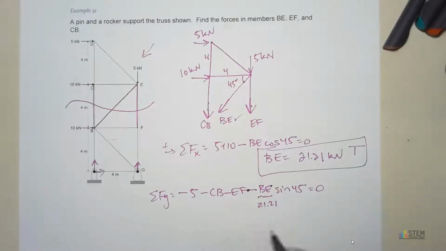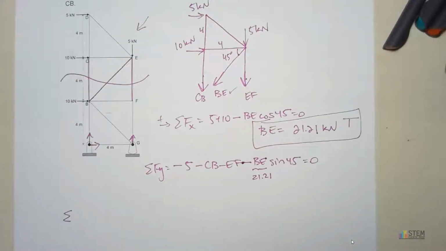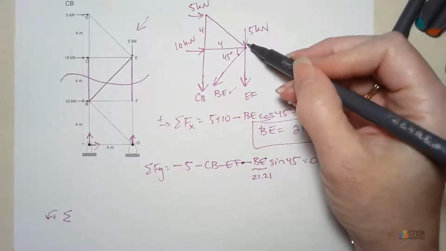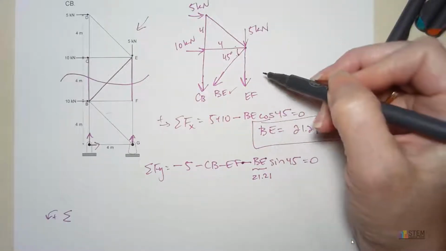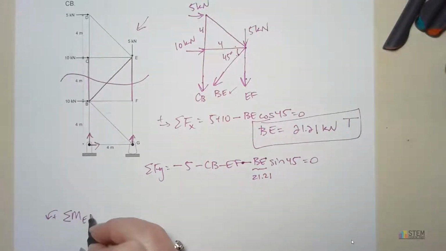So we can't do anything with this. Let's go to the moment equation. We could have gone to the moment equation first. I just skipped over it. I'm going to pick point E for my point for the moment. I picked that one because we have 1, 2, 3, 4 things going through it. All right, so that's a good point to pick to get rid of some forces.